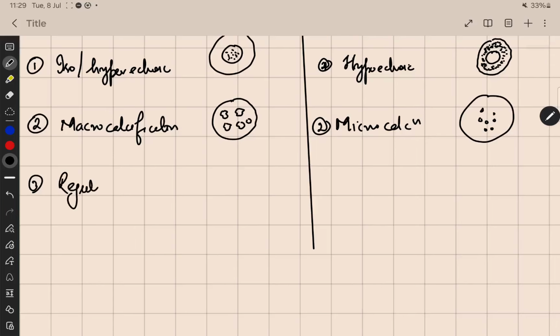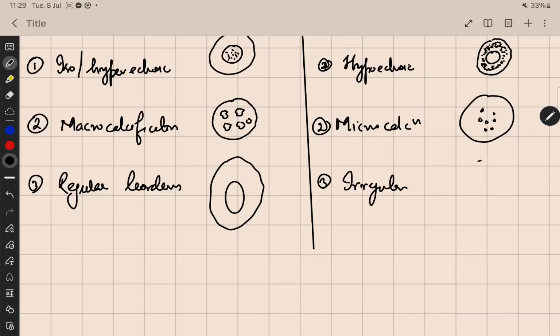Borders. In case of benign, the borders will be regular. So suppose this is the thyroid gland, this is thyroid parenchyma and this is a nodule. So nodule will have a fine border, while in case of malignancy, the borders will be irregular. We cannot make it out.